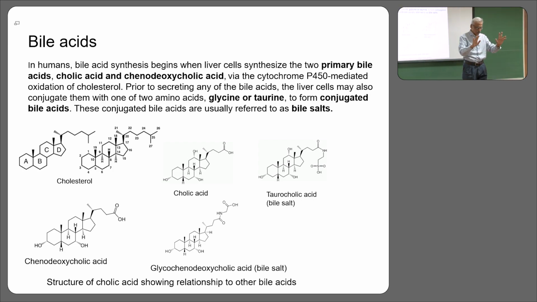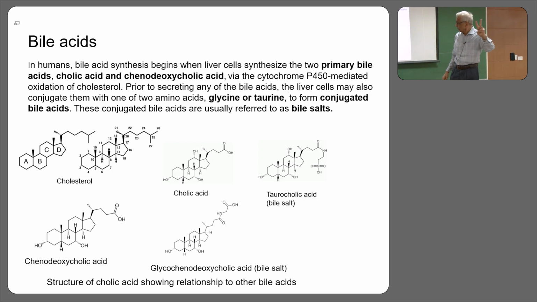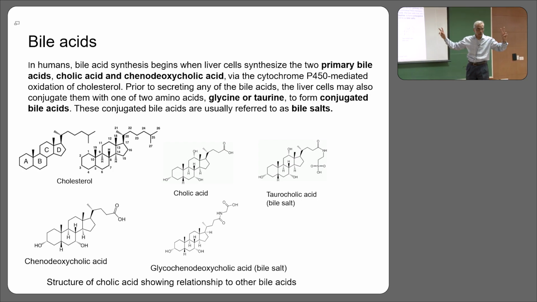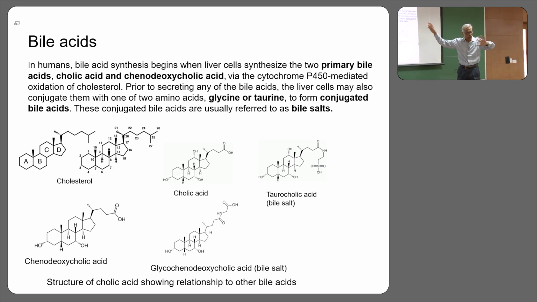Are you okay so far? I am talking of two molecules. What are the two molecules I am talking about? Cholic acid and chenodeoxycholic acid. They are both derived from where? Cholesterol. And where is all this happening? This is all happening in the liver, the hepatocytes are doing it.